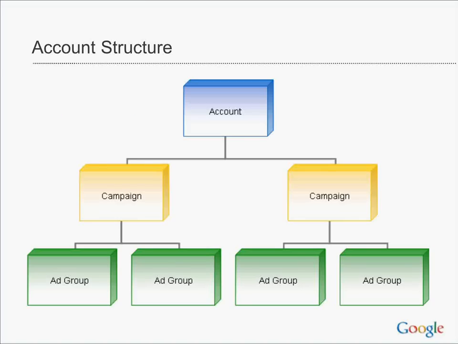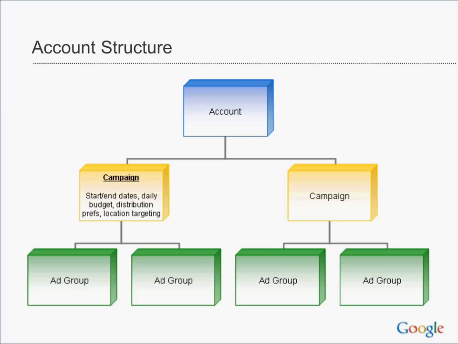So let's first look at the account structure for AdWords. Your account is the highest level, and at the account level, your settings are going to include your email address and password, so all your login information, billing information, and user preferences. Then within your account are going to be your campaigns.